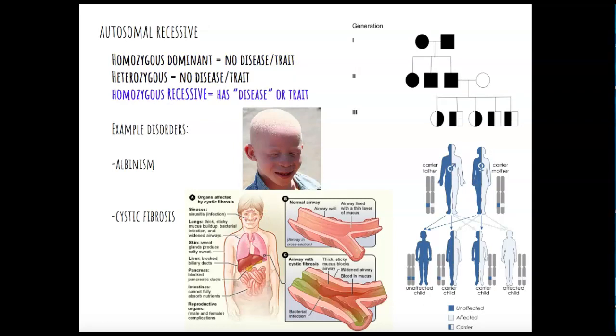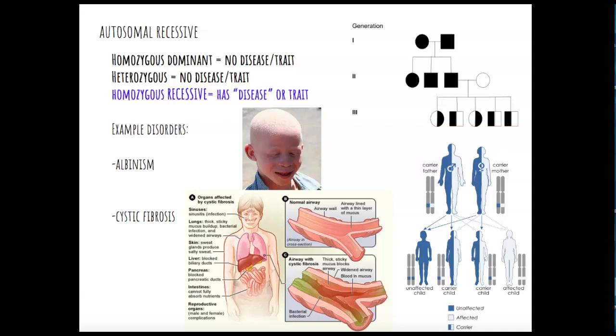On the other hand, if a trait is autosomal recessive, you would assume that it's not going to show up in every single generation. If an individual is homozygous dominant, then that person does not have the disease or trait. If they're heterozygous, they don't have the disease or trait. They only have it if they are homozygous recessive for their genotype. Examples of this are albinism and cystic fibrosis.